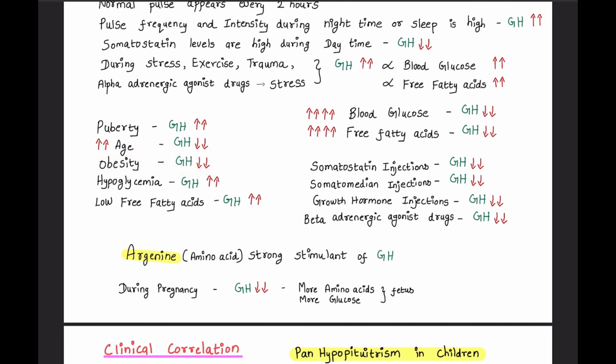And hypoglycemia means there is no glucose in the circulation. If there is no glucose in the circulation, your growth hormone level will increase. If the growth hormone levels are increased, automatically your blood glucose levels will increase. So whenever there is hypoglycemia, your growth hormone levels are increased. And whenever there are low free fatty acids, your growth hormone levels are increased. Whenever there is an increase in the growth hormone level, your free fatty acids are also increased.